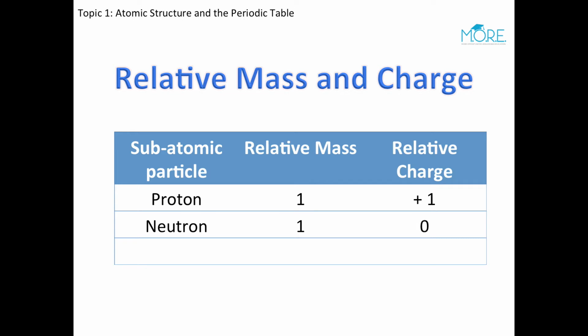The electron, its relative mass is very small. In terms of a value for the mass of an electron, it would take almost 2,000 electrons to have the same mass as one proton or neutron. And the relative charge is -1.